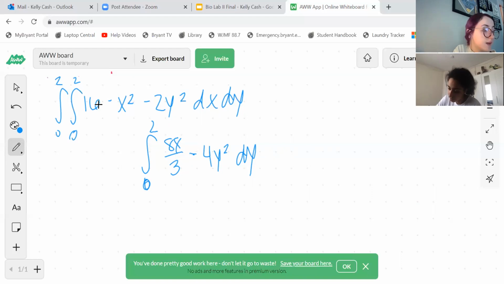So how do you integrate 88/3? It's just a number. I don't know, I'm tripping up. How do you integrate 16? Oh, 16x. All right, so it's just going to be 88/3 y this time, though, right? Because we're integrating with respect to y. Oh, okay. Yeah. And then for the 4y squared, what are you going to do with that?